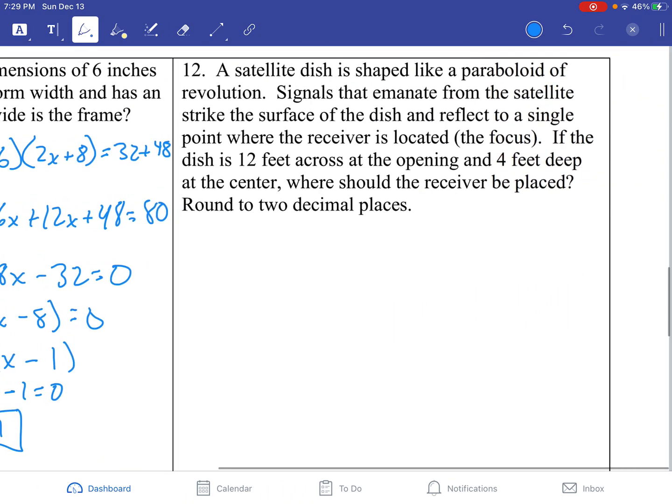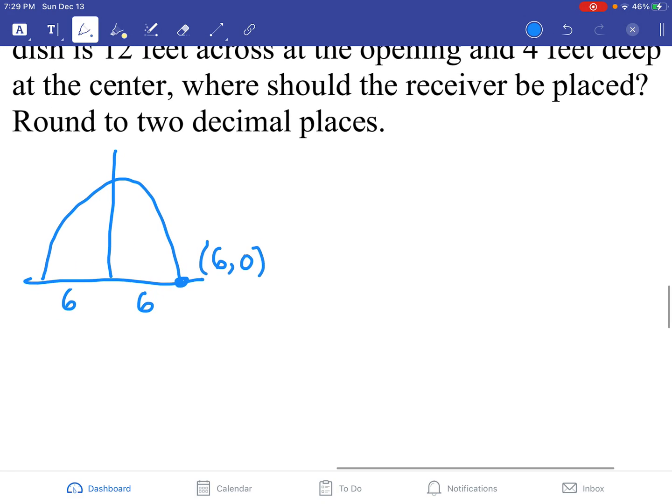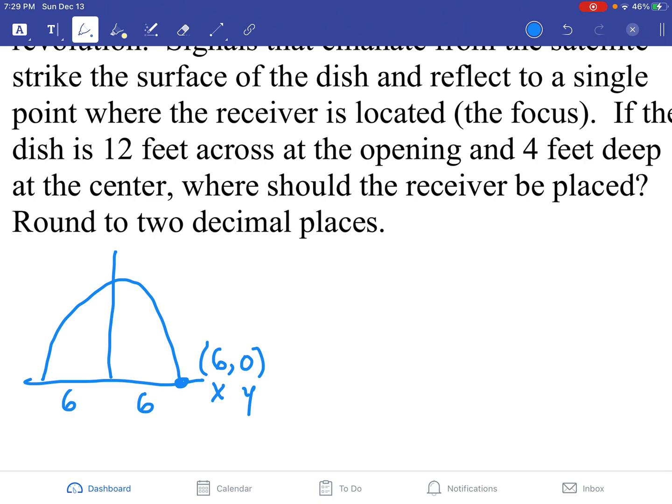All right. Number 12, this is a parabola type problem. So again, we want to draw our picture. All right, there's our picture of a parabola. If the dish is 12 feet across at the opening, that means each side is 6 feet. That means this point right here is 6, 0. This point is also considered x, y. All right. Next, we know that the height of the dish is 4 feet. So this point is the vertex, which is going to be 0, 4.